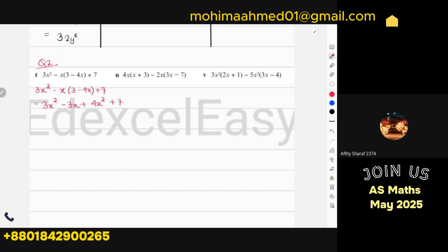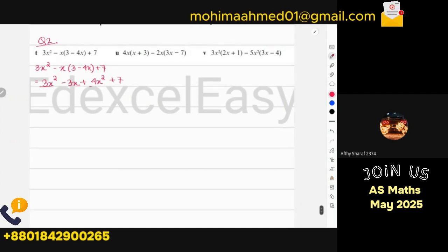plus 7. So now you can see 4x squared and 3x squared, it will be 7x squared minus 3x plus 7. Now I can understand that obviously this is a quadratic expression, but I will not simplify it furthermore, okay? Because in this part, they only wanted you to expand these statements outside the bracket. No need to complete the factorization over here. We're just going to expand them and keep it over here. Nothing to do after this.